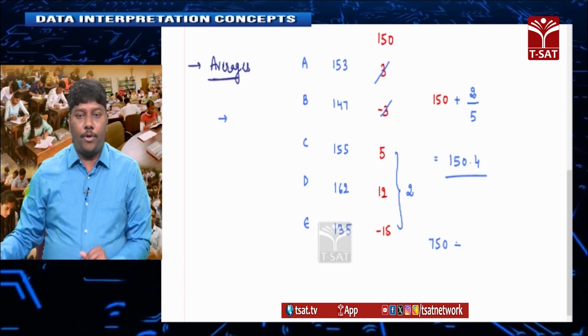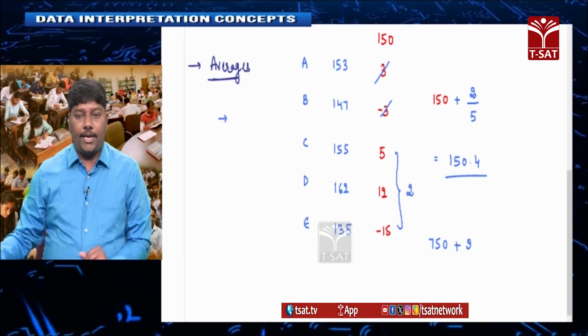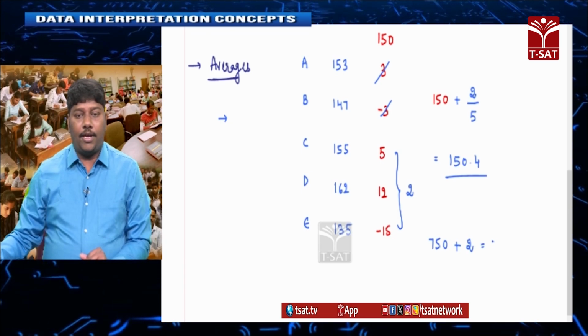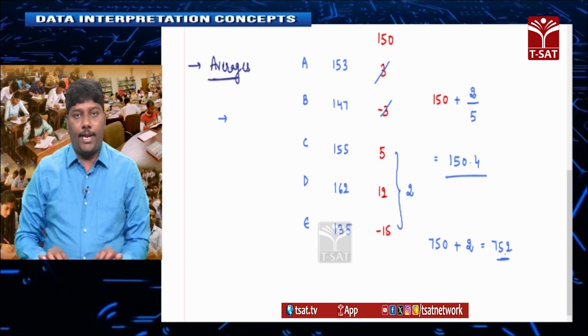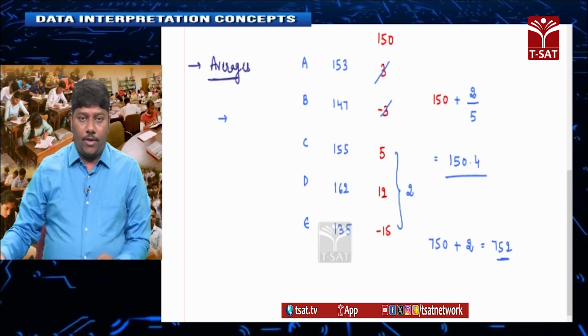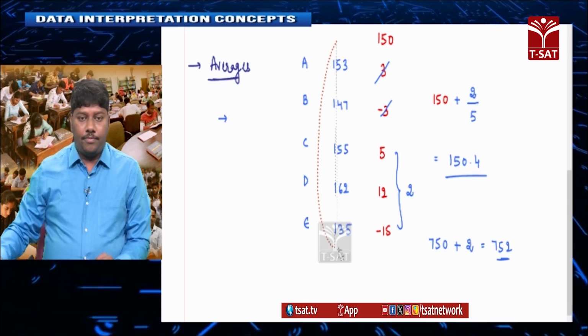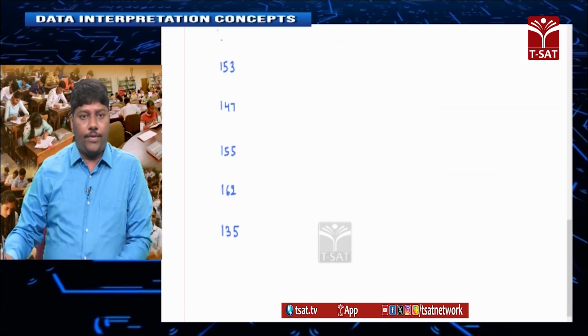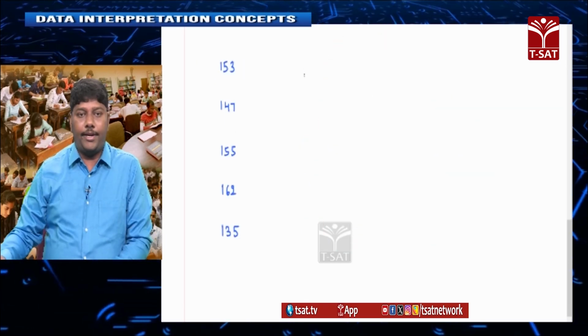So, here you got a positive deviation of 2, just add it. So, you are getting 752 as the sum of the data. Now, what is the reason behind taking all of them? If I ask you the average of all this, how do I write it?